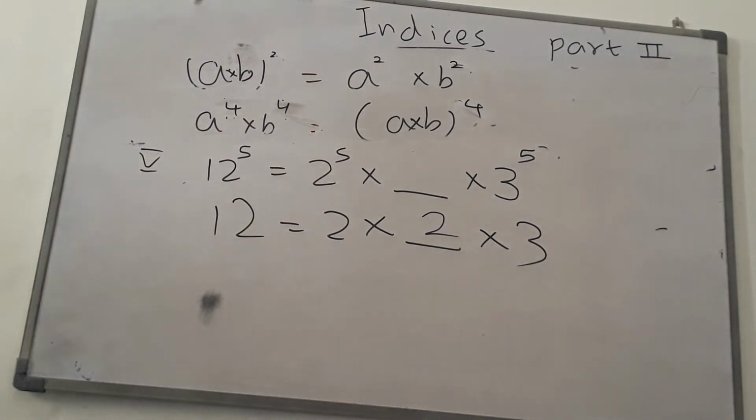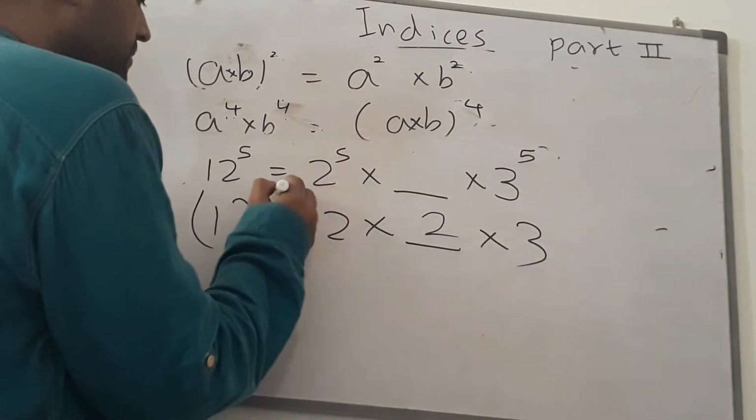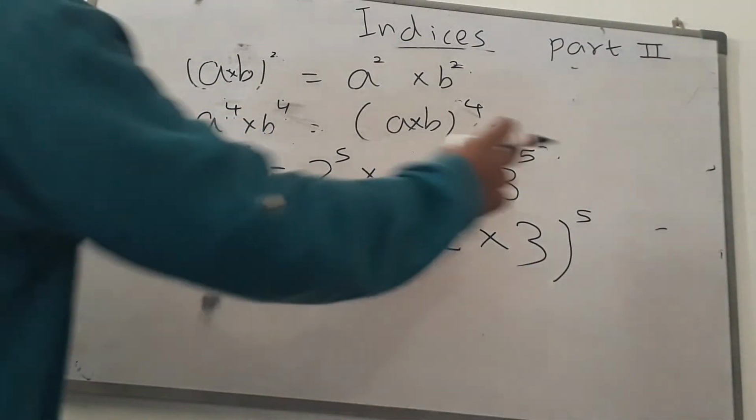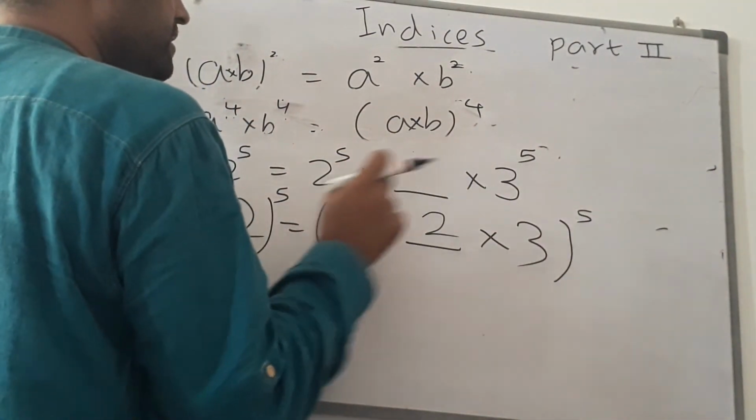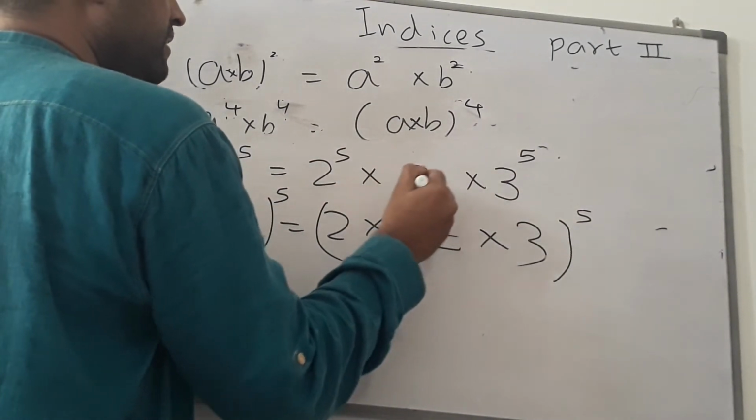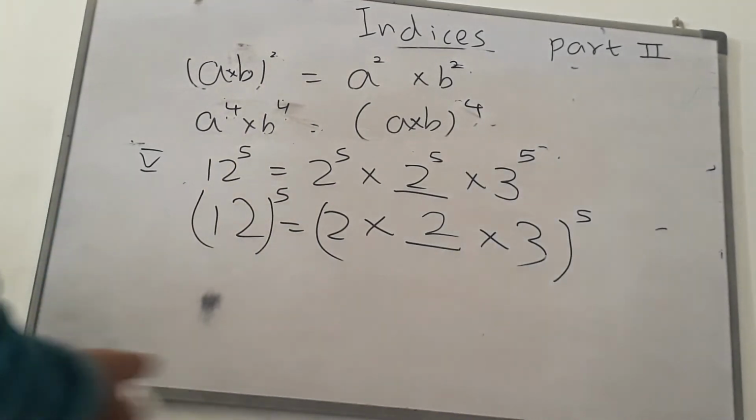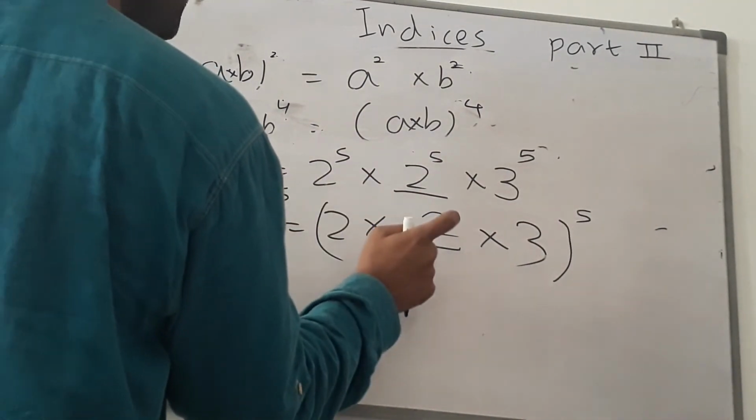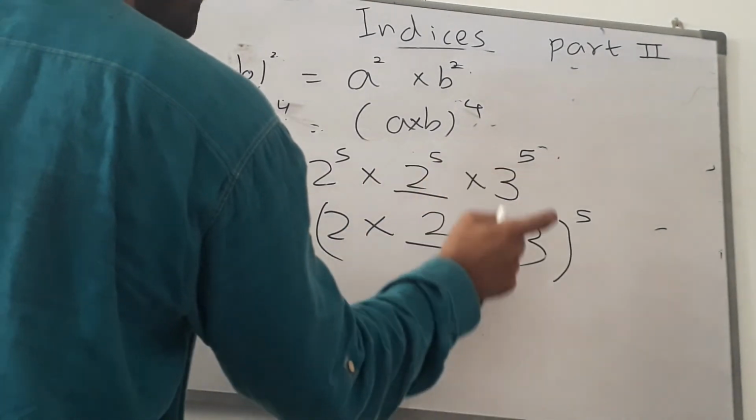So we can write 12 to the power 5 as 2 times 2 times 3 all together to the power 5, and 5 is common to all these three numbers. So 2 to the power 5 is there, 3 to the power 5 is there, plus 2 to the power 5. So 12 to the power 5 means 2 to the power 5 times 2 to the power 5 times 3 to the power 5.